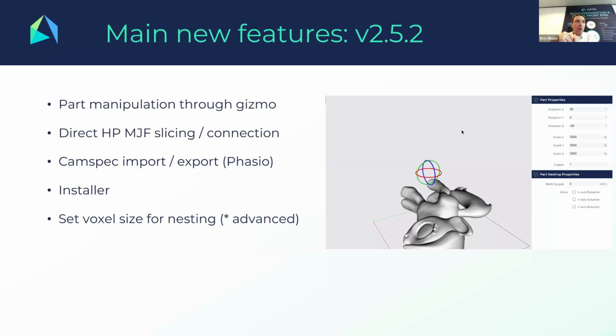We also have an installer now, making it much easier to actually install Amos Pro on your computers or laptops. And you can set the voxel size for nesting. Now, that's something which I'm not showing today. If you want more details on that, it's a bit of an advanced level option.